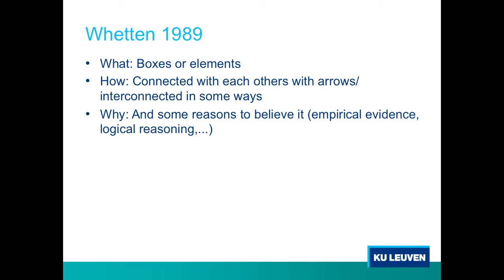They are interrelated, interconnected. Generally, this connection, from a graphical point of view, will take the form of arrows. So you would have basically on a sheet of paper a number of boxes related to one another with arrows. The final element of theory for WHETTEN is some reasons to believe these boxes are effectively interrelated. These reasons can be empirical evidence, logical reasoning, institutional realities, or whatever.